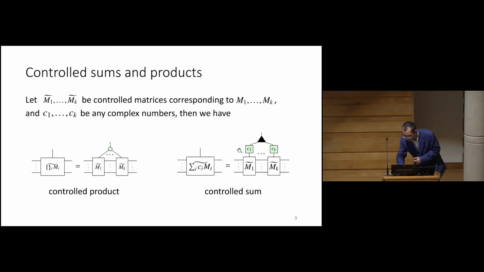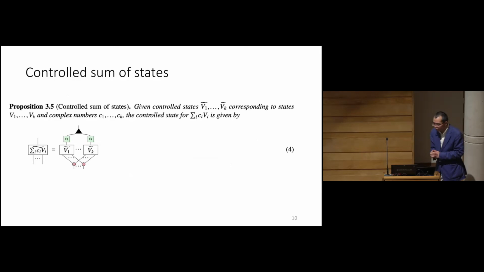Coefficient of a linear combination, use the CI, then you just put a CI in the green box here, and with the top a type spider, then you got this controlled sum. So once you have this, you can also do controlled states. Once you have a controlled state, you can define controlled states, also with coefficients and in compressed numbers.